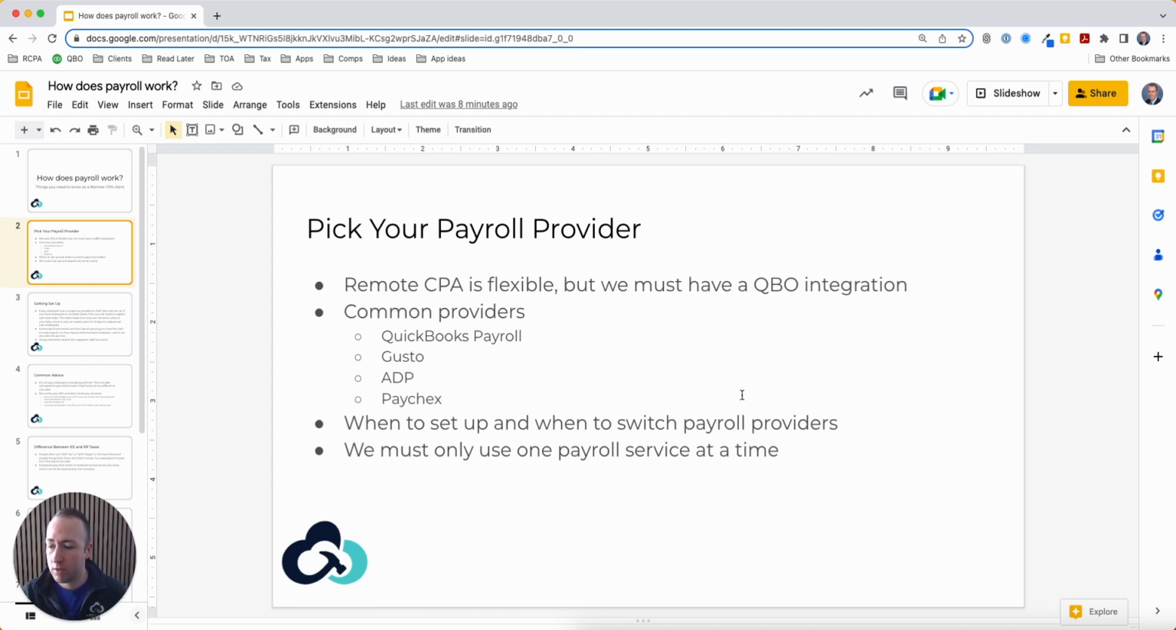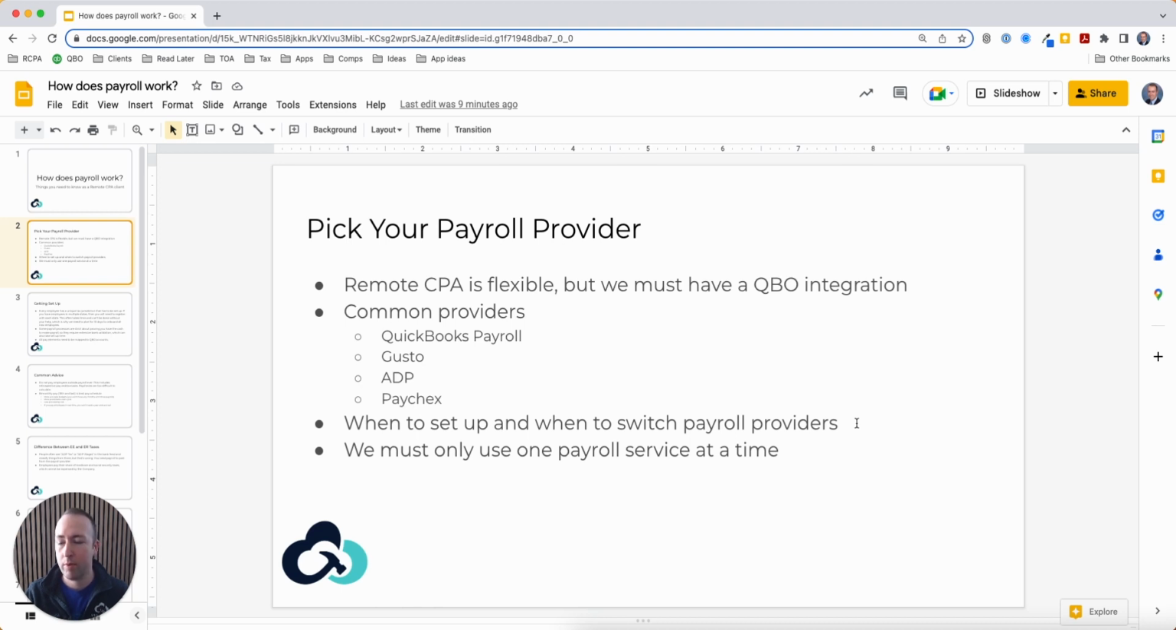So let's talk about when to set up payroll and when to switch payroll providers. The best practice is to set up payroll at the beginning of the year. If you're looking to make a switch on payroll providers, the beginning of the year is also the time to do that. If you switch mid-year, you're going to run into a headache.